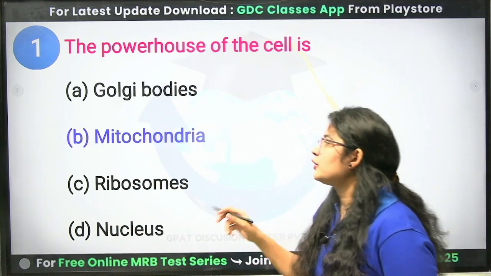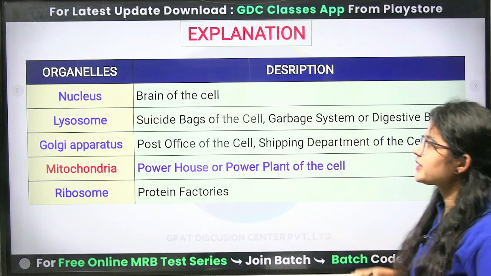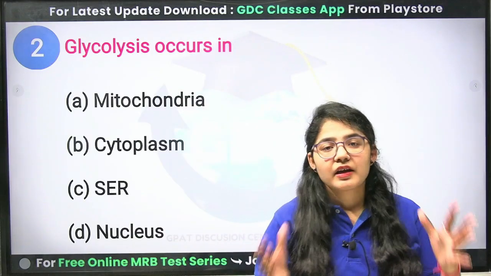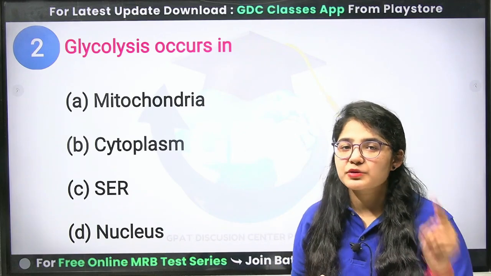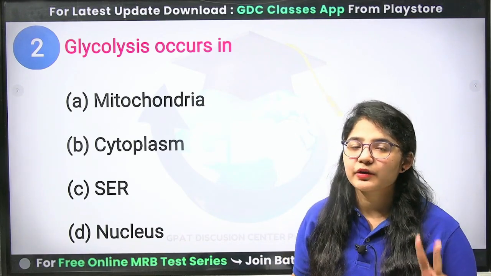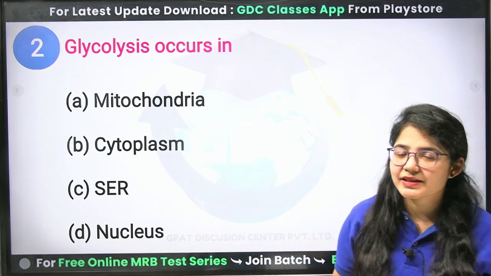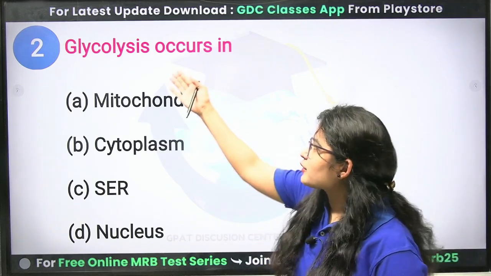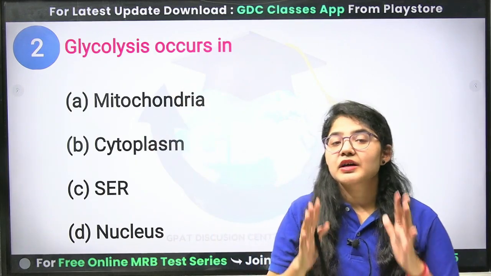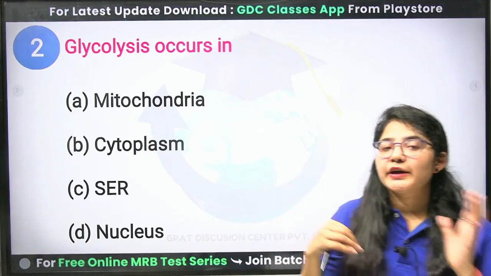So from here you can understand the powerhouse of cell is your mitochondria. Clear? Okay. Next question. Glycolysis occurs in. Glycolysis is a type of cycle and we study three different types of cycles. One is glycolysis, second is your Krebs cycle or known as citric acid cycle, third is your electron transport chain cycle. So glycolysis is the process of a conversion of a sugar unit into ATP.